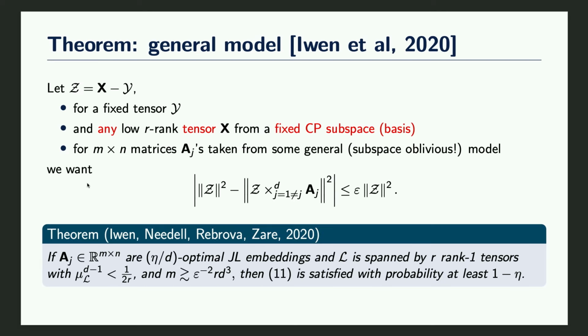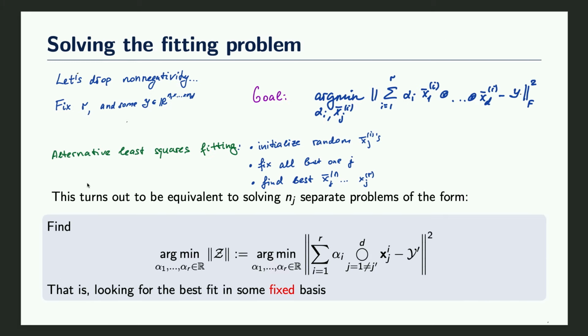Then the type of result needed for this particular application would be almost a Johnson-Lindenstrauss result. But written the following way: we have a fixed low rank basis, and we want to compress it obliviously and search for the coefficients there.